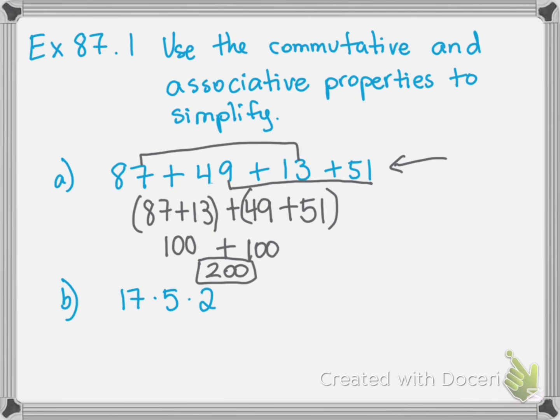All right, let's do the multiplication. In the case of the multiplication here, I can multiply 17 times 5 and then times 2. But I know that 5 times 2 is 10. So I'm going to do the associative there and multiply 5 times 2, which is 10. And then 17 times 10 is very easy, it's 170. So notice that I didn't even have to worry about what 17 times 5 is, because I did 5 times 2 first and then multiplied times the 17. A lot simpler.